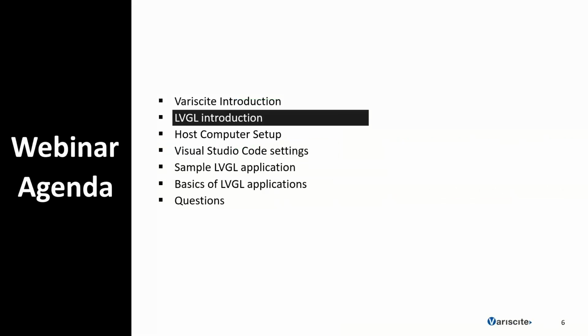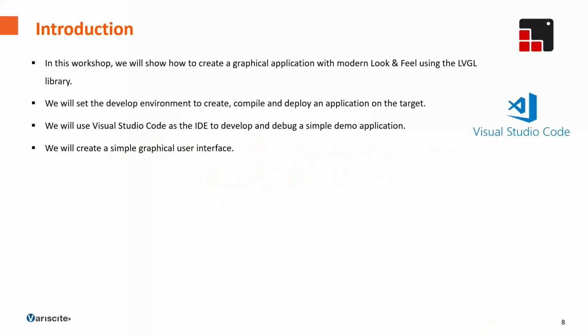Now let's move to the LVGL libraries, and let's start with a brief introduction. In this workshop, we will show how to create a graphical application with a modern look and feel, and we will set up the development environment to create the application. We will set up Visual Studio Code, which is a very powerful system to debug and write your own code. We will create a very simple application, and we will run it. Eventually, we will also debug it.